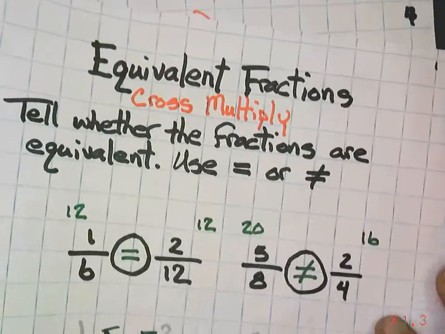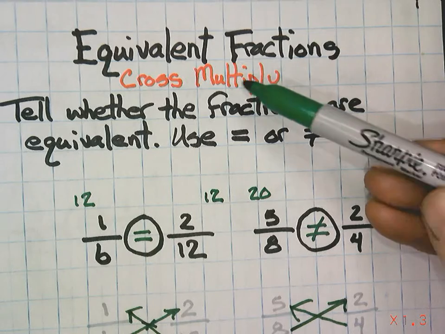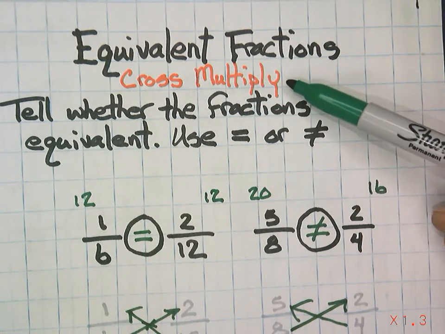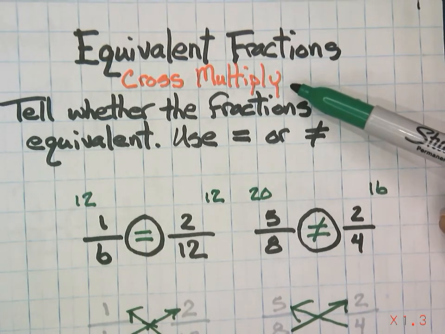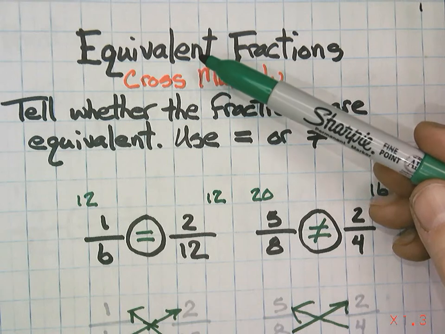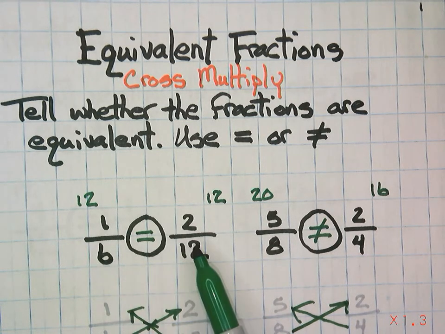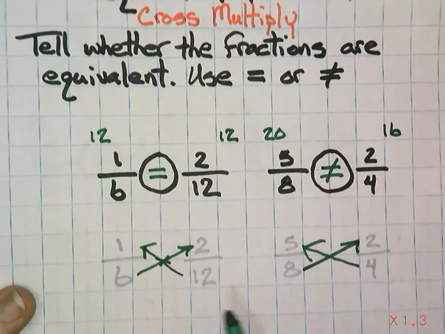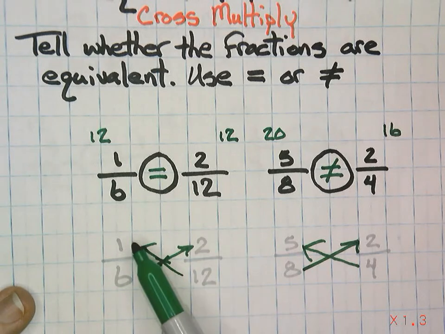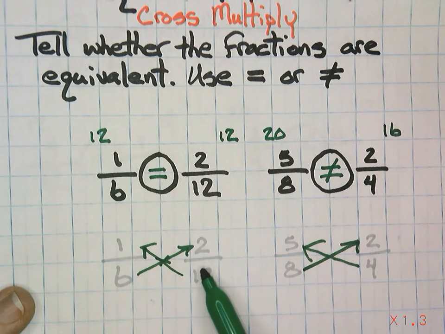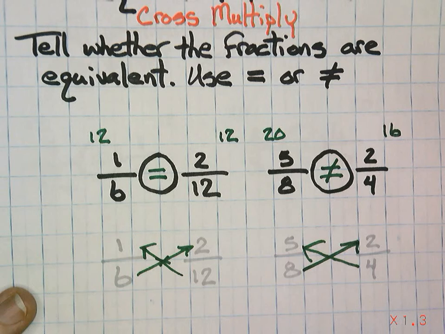So in review, our lesson today is on equivalent fractions, and we're using a cross multiplication strategy. We said that equivalent means equal, but we're not talking about equal numerator and denominators or equal numbers. We're talking about the amount of space that the fractions take. And we illustrated here that cross multiplication refers to that we're multiplying the numerators and denominators of each.